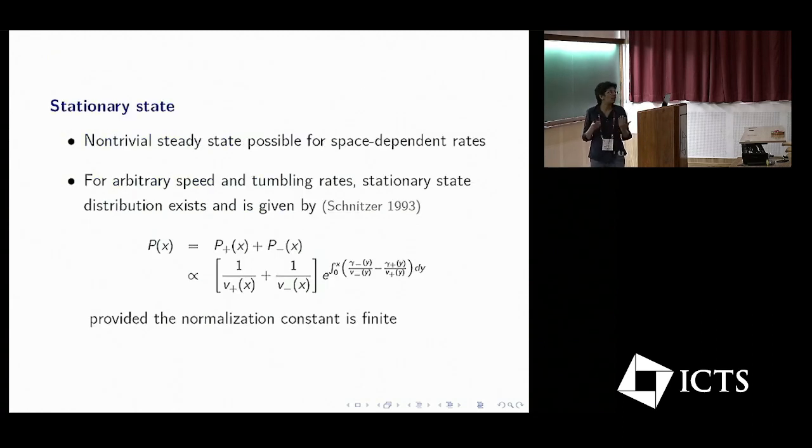But non-trivial stationary states have been obtained if these rates are space dependent, and these have been studied in various contexts. It is also very well known that for arbitrary speeds and tumbling rates, the expression for the stationary state is given by this expression, and it exists provided the prefactor, that is the normalization constant, is finite. So this is all very well known.